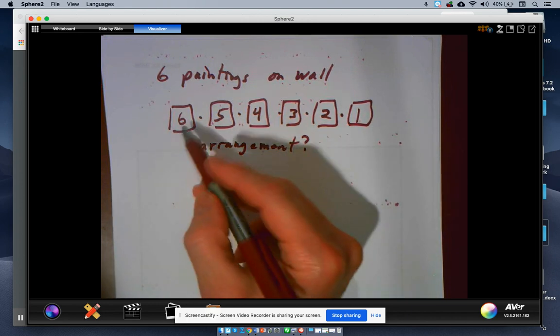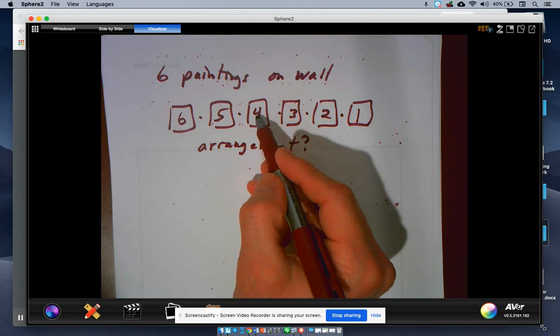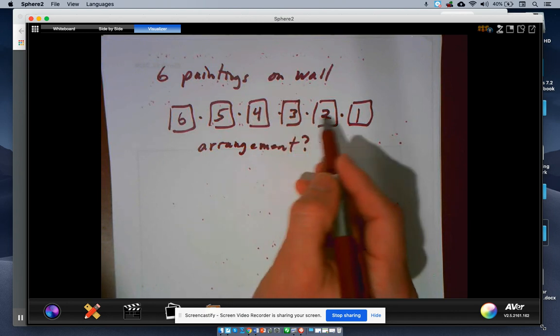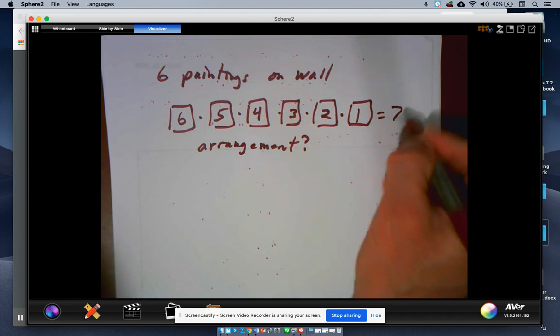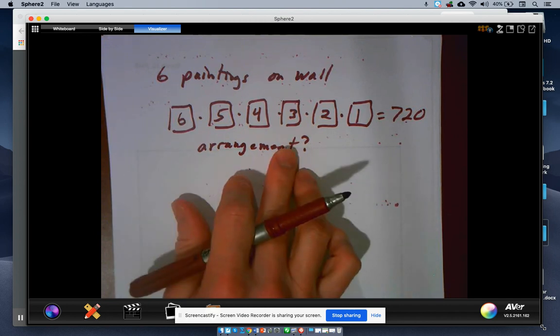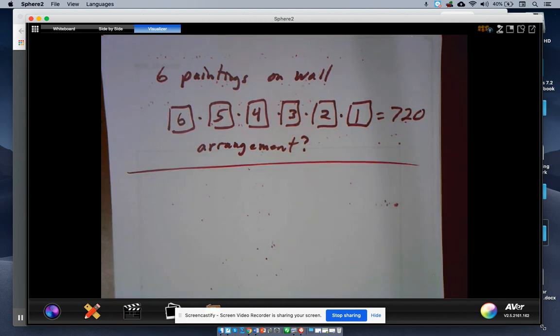Let's see if we can actually do this. 6 times 5 is 30. 30 times 4 is 120. 120 times 3 is 360. 360 times 2 is 720. There are 720 different ways I could arrange those 6 paintings on a wall. All right. So I've done a problem with a tree diagram. I've done a problem with paintings on the wall. This was a review from yesterday, but you're going to have a couple more of those on your homework for tonight. Let's keep working on the same page.